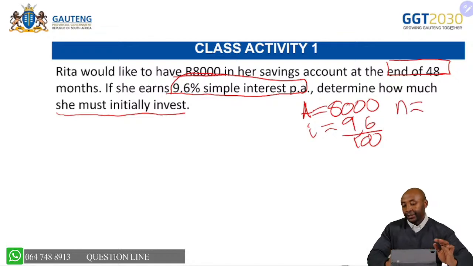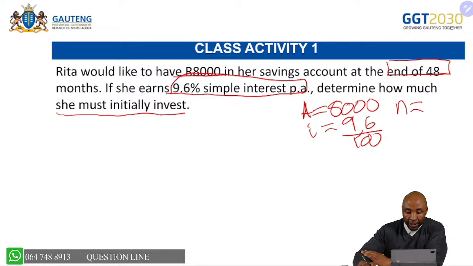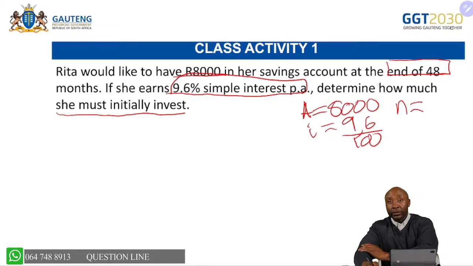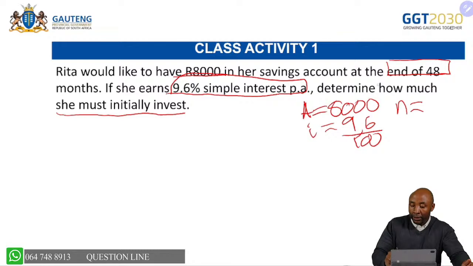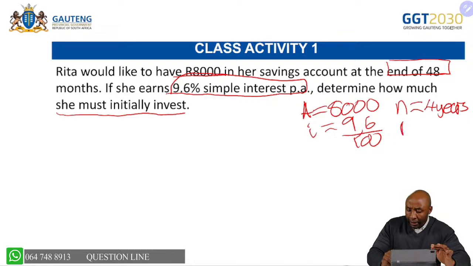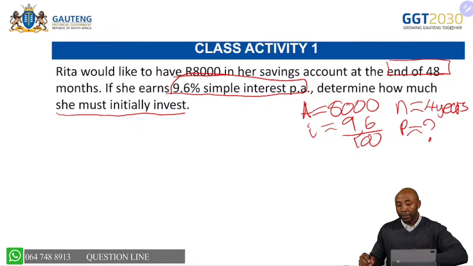Our N, there's a story there. Remember, this is simple interest, and we said for simple interest, our N has to be the number of years. Here we are having number of months, so we must know our conversion factor so that we get our years. We know that in a year there are 12 months, so it means to get our N, we must divide that 48 by 12, and that will give us N as equal to 4 years. And our unknown in this case is our P. We do not know our P.